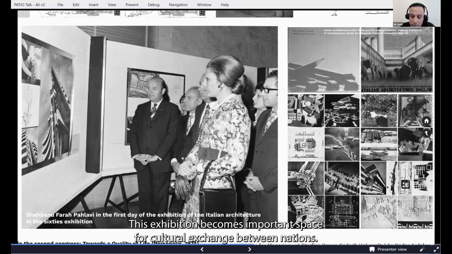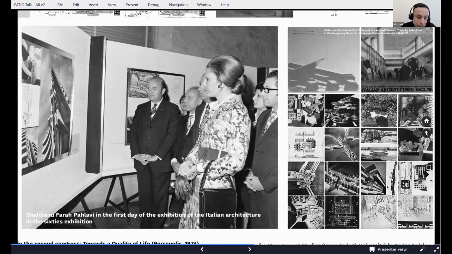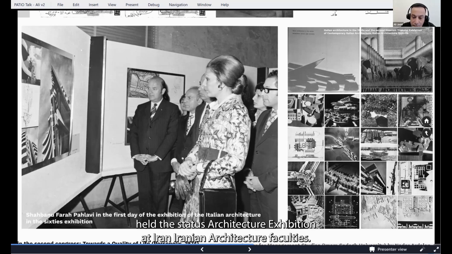During the Cold War, exhibitions became an important space for cultural exchange between nations. In the late 1960s and early 1970s, IsMEO, an Italian institute, held a series of architecture exhibitions at Iranian architectural faculties. These events were a great opportunity to share the expertise of Italian architects and urban planners, highlighting their strategy for tackling the challenges of urban development.